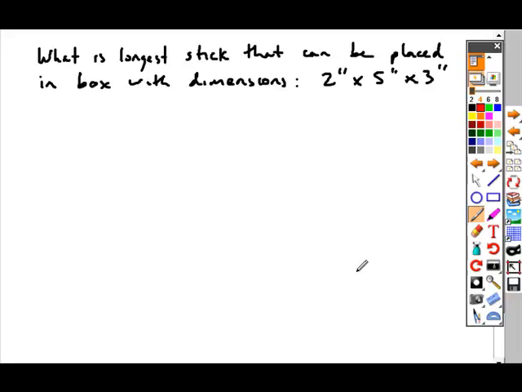What's the longest stick that can be placed inside a box that has the inner dimensions of 2 inches by 5 inches by 3 inches? Okay, so in order to do this, imagine this, you want to draw a three-dimensional box.